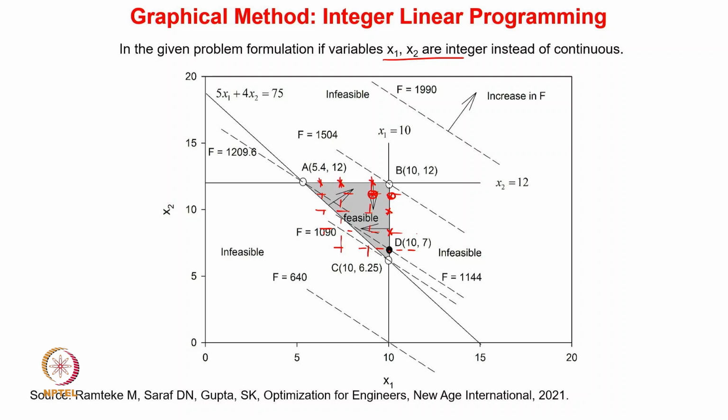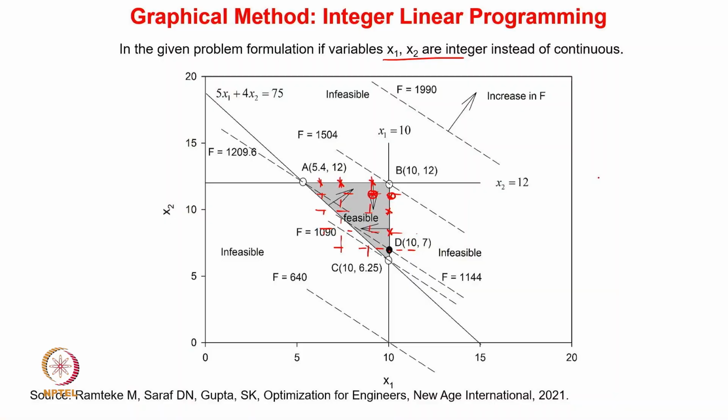Okay. What are the typical methods used for solving integer linear programming? The typical method used for solving integer linear programming is Gomory's integer cut method. This is the popularly used method. Another method is branch and bound. These are the methods which are used for solving integer linear programming.